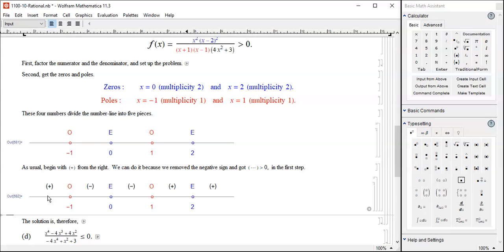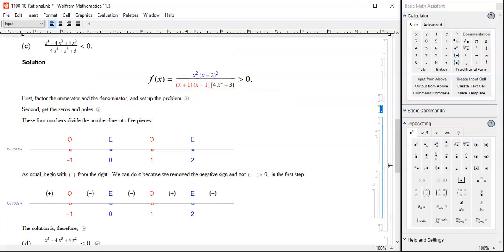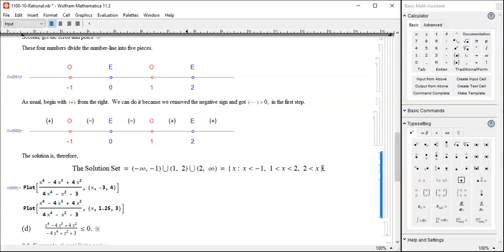Okay, alright. We want f of x to be positive, right? So take positive intervals. This, and there. There are 3 intervals put together, and we have the answer.